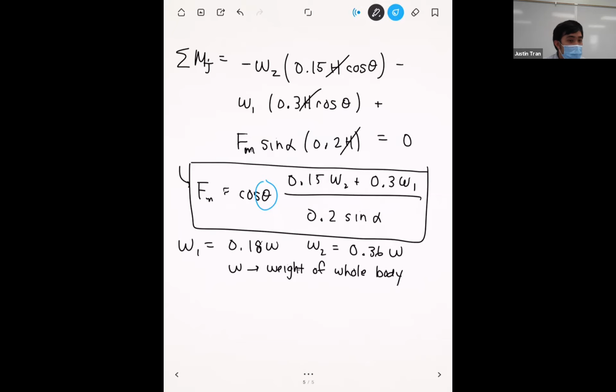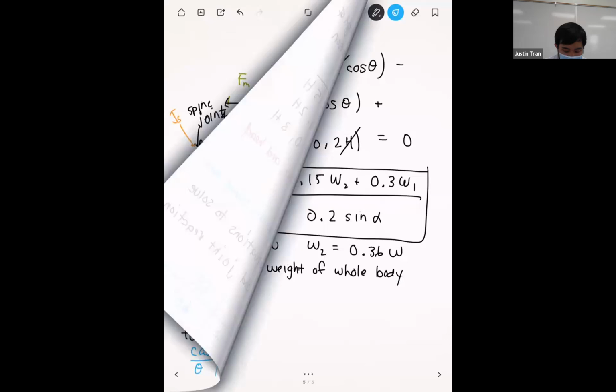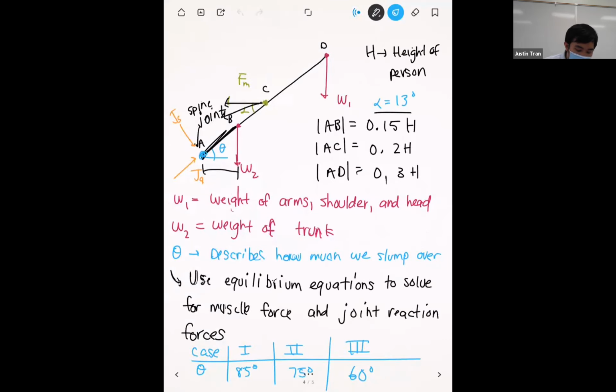All right, questions. So for the Fm, we use sine alpha because it looks horizontal. If it was more vertical force, we would use cosine. Remember, in this case, we're summing up the moments around this joint right here. Whenever we're summing up moments around a joint, we want to get the component of the force that's perpendicular to the line of action.